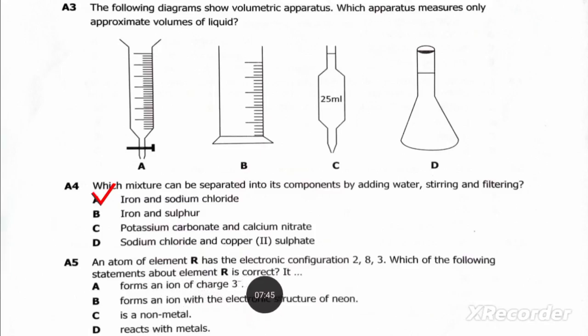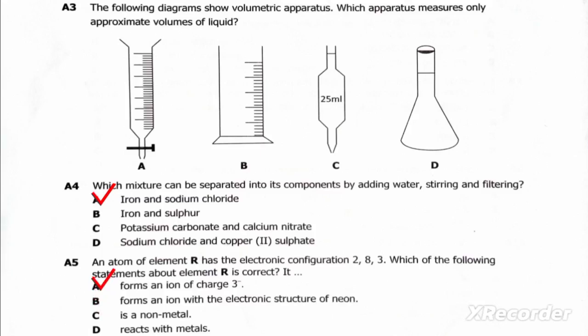It forms an ion of charge 3. B. It forms an ion with the electronic structure of neon. C. It is a non-metal. D. It reacts with the metals. Okay, it reacts with the metals. So if we look at the electronic configuration of the given element, we can see that it has 3 electrons in the outermost shell. So therefore, it is obvious that this element is coming from group 3.